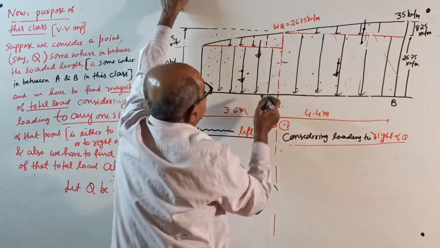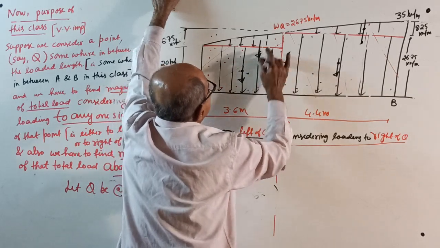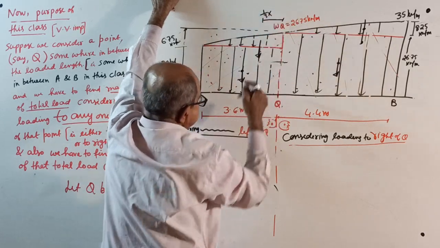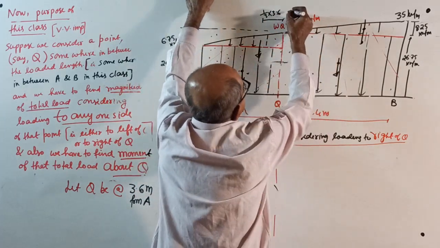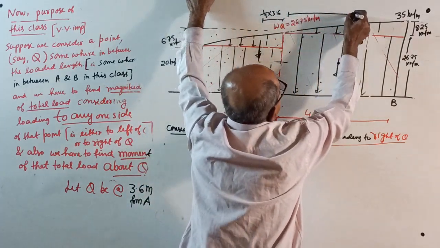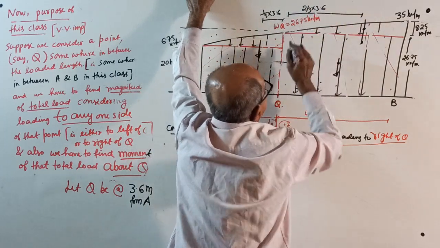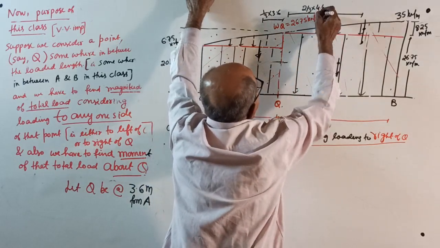See, be careful. This triangle is at 1/3 of 3.6. But that distance is at 2/3 of 3.6. Not 4.4. 2/3 of 4.4. Be careful.